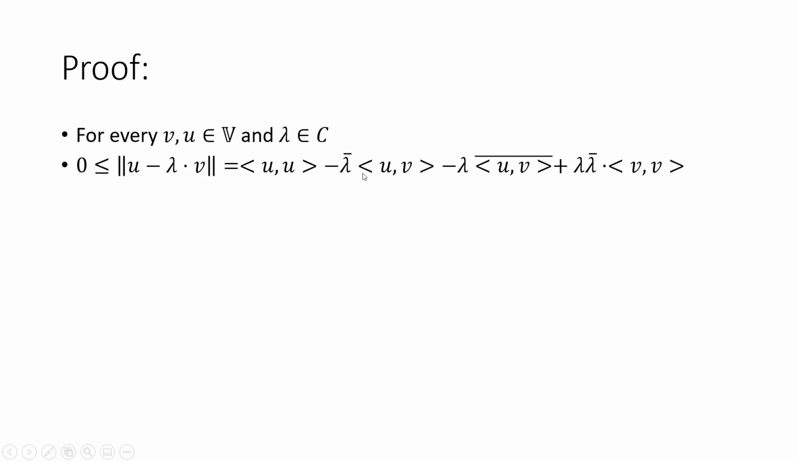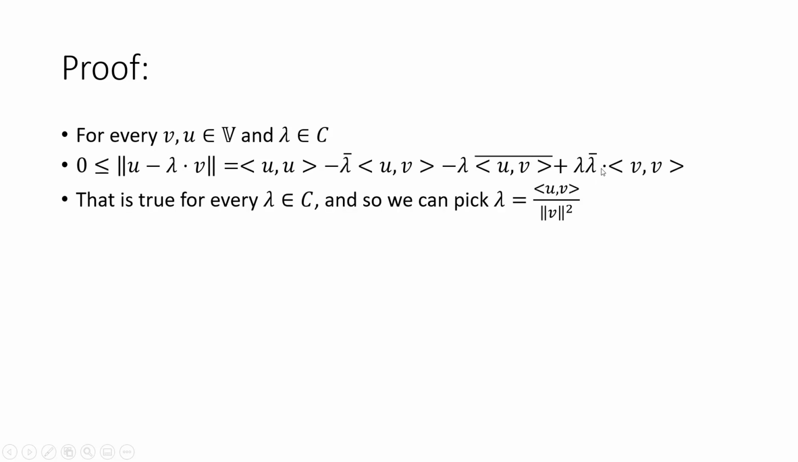The reason we get lambda conjugate is because by moving lambda from this part of the equation, we need to take its conjugate using the conjugate rule and linearity. This is the same reason that the conjugate is on the inner product in this part and the conjugate is on lambda in this part. That is true for every lambda in C, so we can pick lambda to be this.